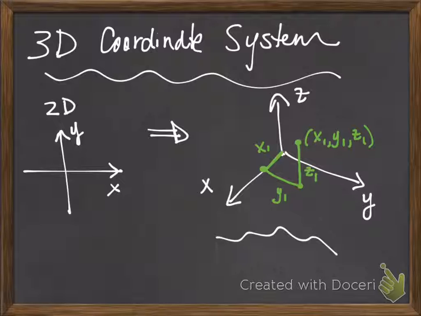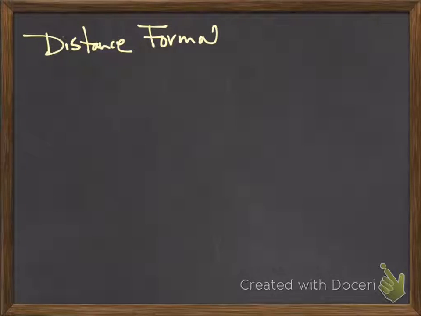So this is a point in 3 space. Very simple and easy to understand. We actually live in 3 space, but it is quite difficult sometimes to represent it in 2 space, as we will see in the coming videos. Alright, the first thing we want to establish is our distance formula in 3 space.